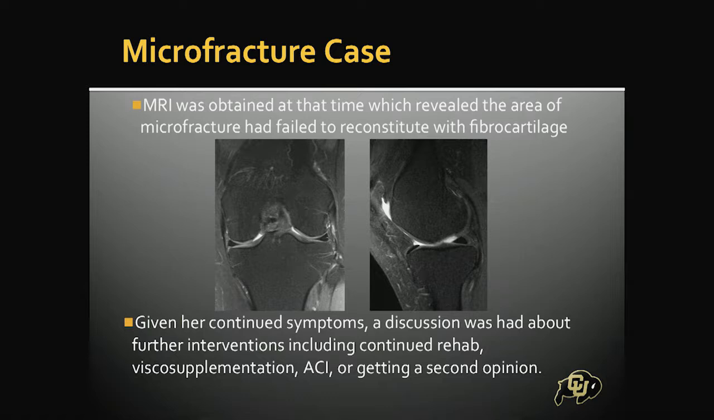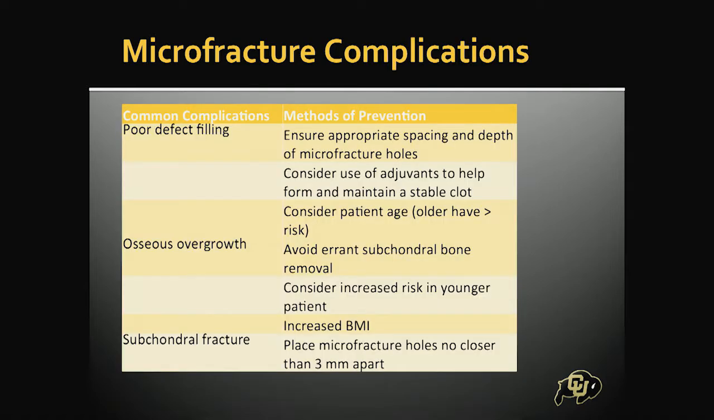So at that time, we gave her some options, both non-operative and operative, such as a cartilage restorative procedure like ACI versus getting a second opinion. Now her decision, we will hold off on just a minute in terms of where she went from there and talk a little bit about the complications. So this patient experienced from microfracture poor defect filling. And poor defect filling can come from both technical and patient-specific factors.